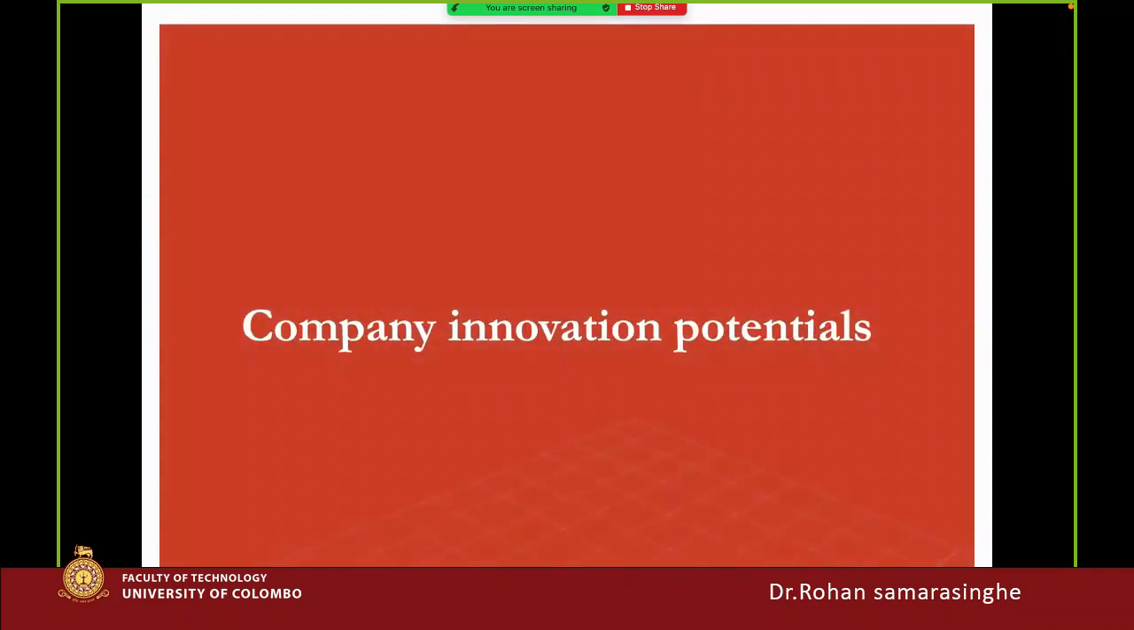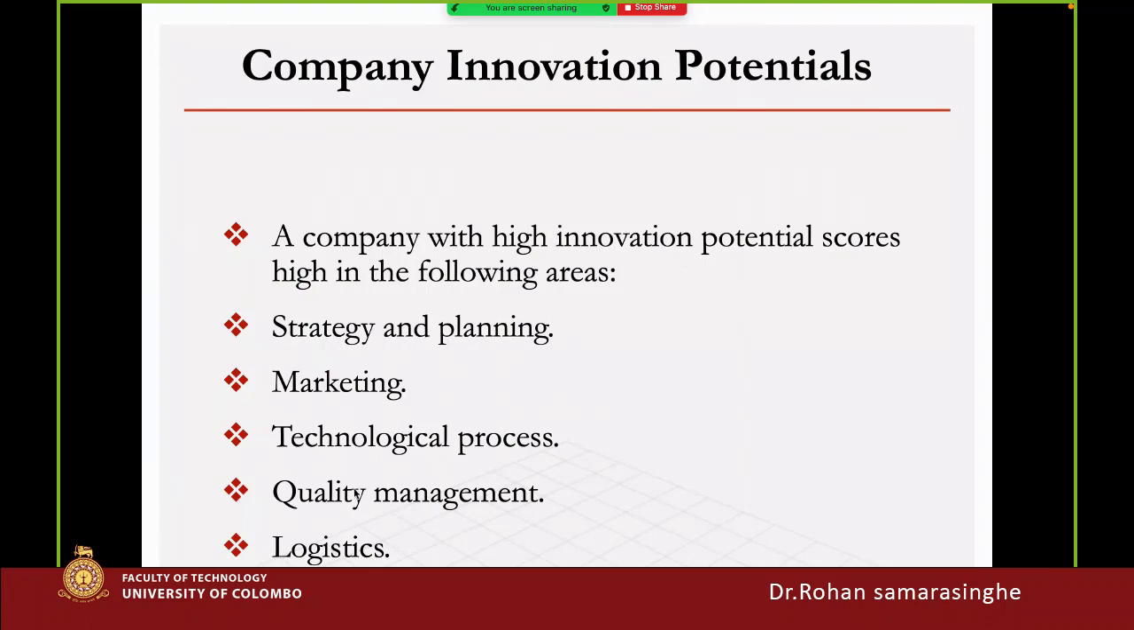So when you consider these company innovation potentials, we can find different potentials. A company with higher innovation potential, we can find in the following areas: strategy and planning, marketing, technological process, quality management, logistics, human resources. These areas may have a potential to introduce new innovation. For marketing, consider that with the introduction of the internet and World Wide Web technology, the company can introduce an e-marketing website to get global customers, and also they can do it in a certain innovative way.